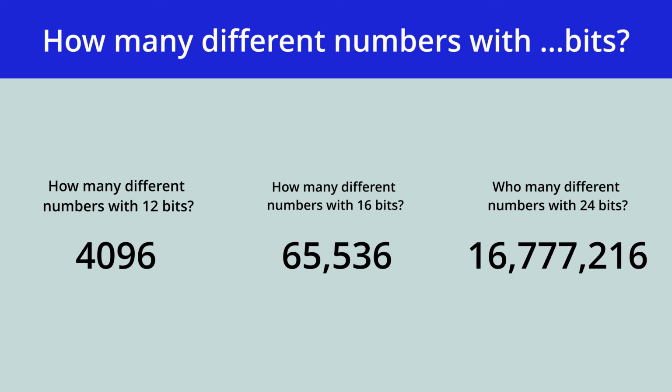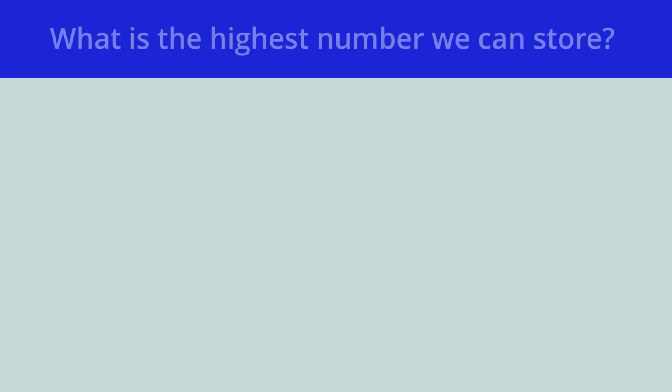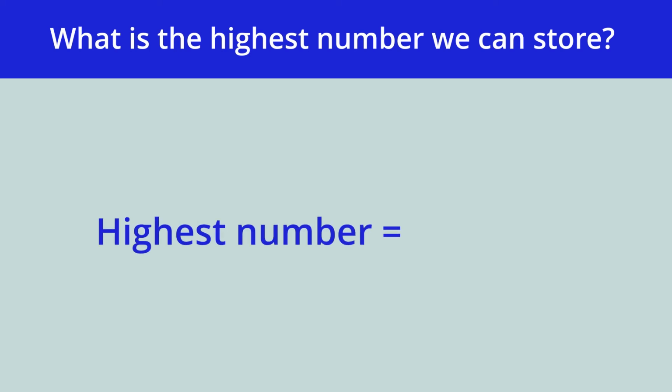That's 16,777,216 different numbers. The final question is, what's the highest denary number we can store with a given number of bits? And to answer this question, we can use this formula. The highest value is 2 to the power of number of bits minus 1.